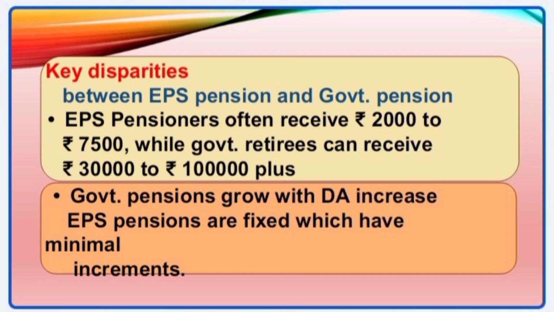Now let me talk about some disparities between EPS pension and government pension. EPS pensioners often receive rupees 2,000 to rupees 7,500, that is the maximum as of now, while government retirees can receive rupees 30,000 to rupees 1 lakh plus. Government pensions grow with DA increase, but EPS pensions are fixed, with minimal increment, maybe nothing.